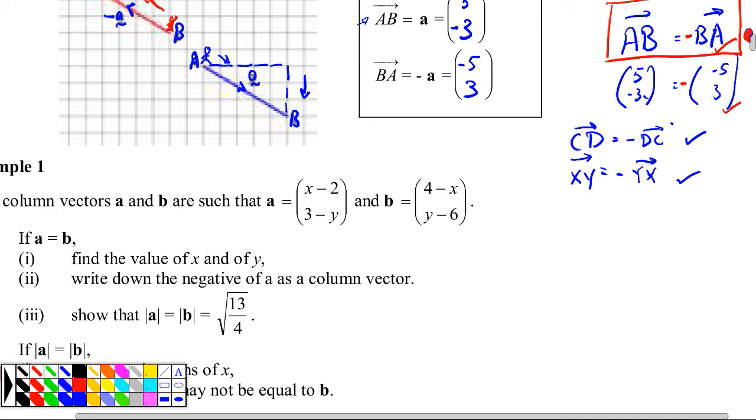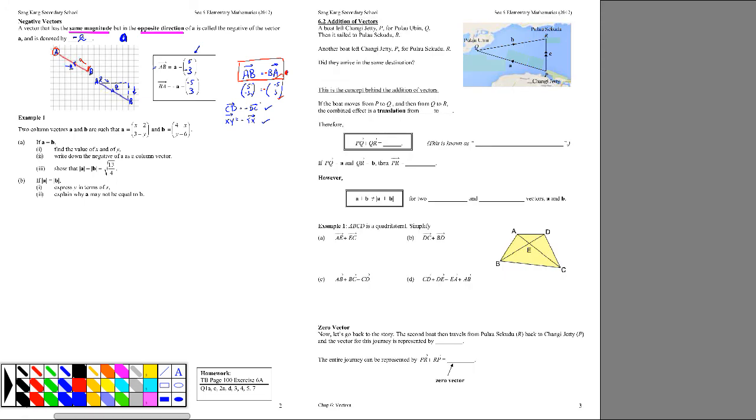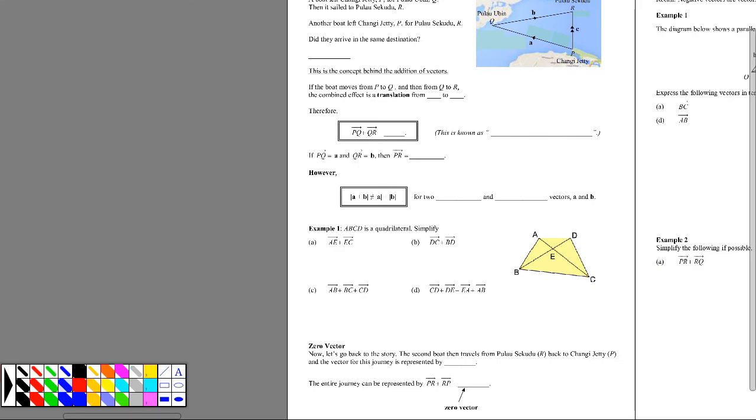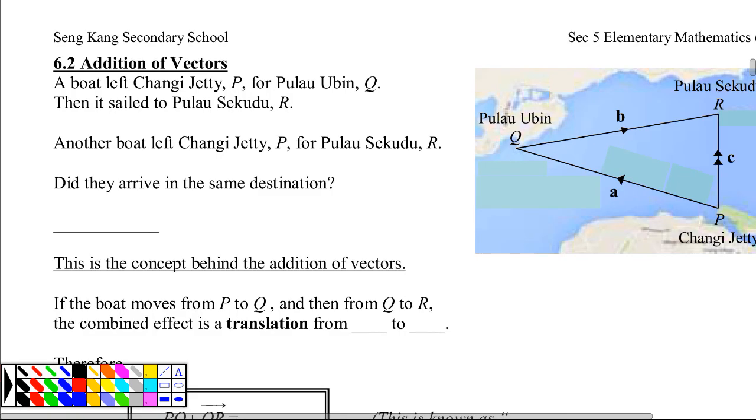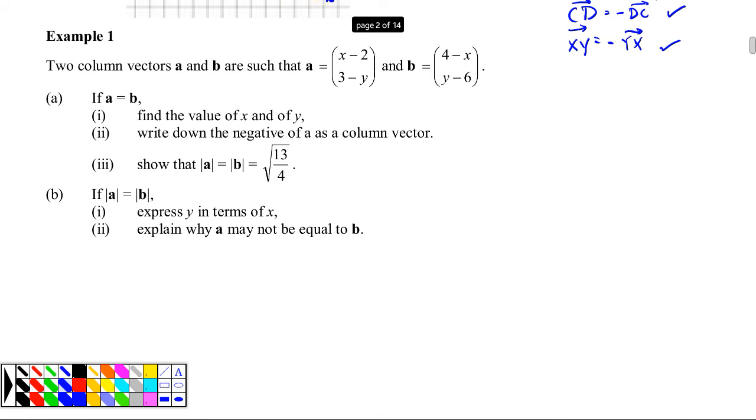If A equals B, find the value of x and y. My screen is stuck. I cannot move. So let me try. No use. Let me try this. Why must now? Why don't later? Is it still recording? Yeah. How do I do? Good. Okay. Wow, heng. Alright, now let's start.